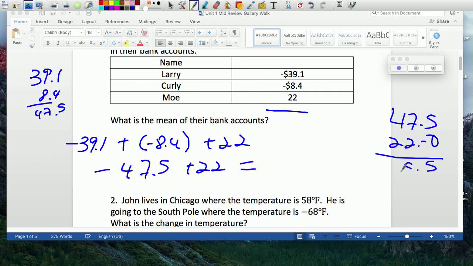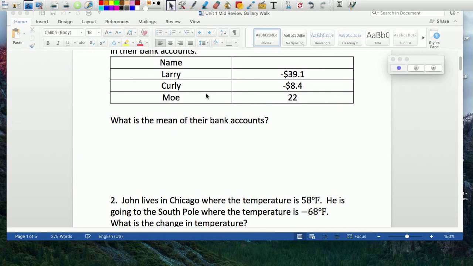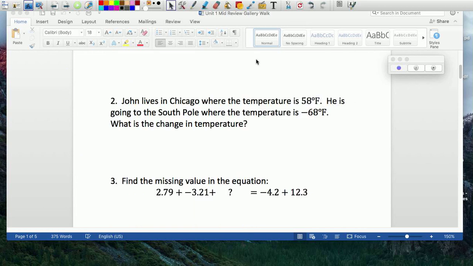25.5 negative. And to find the mean, you have to divide that by 3. Right, and you divide 25.5 divided by 3. 8, 24, 15, you get 8.5. So the mean is negative 8.5. 2. So again, this one, use a number line, much easier.